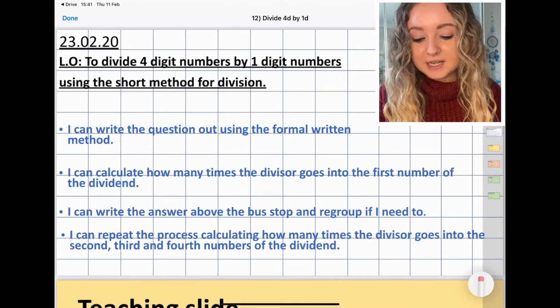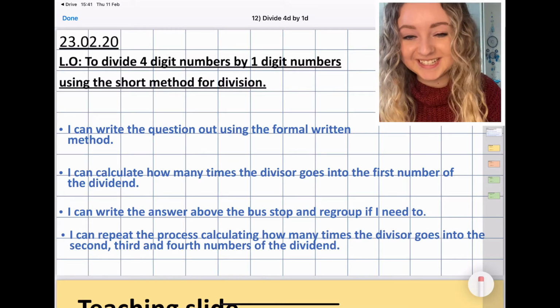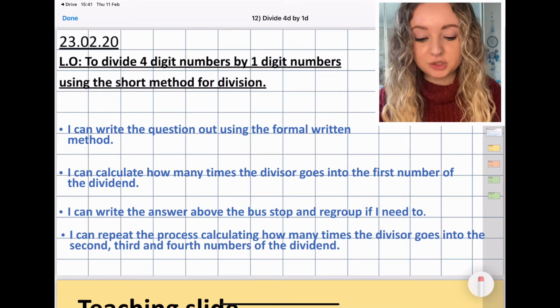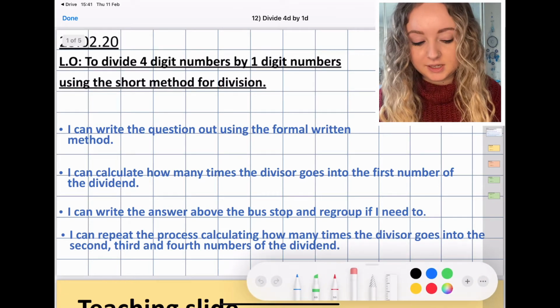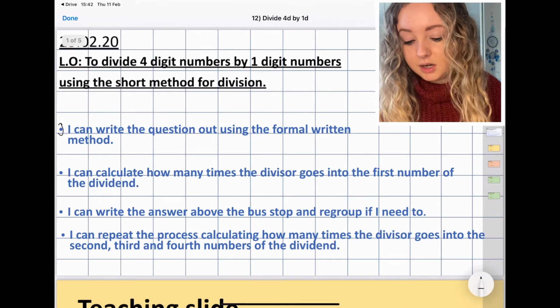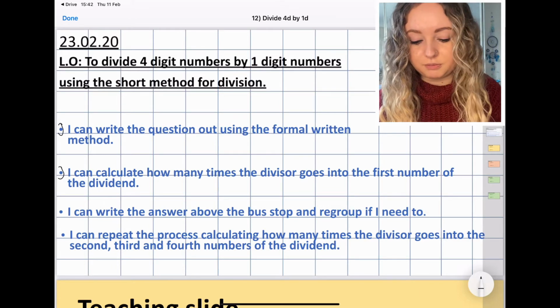Today we are moving on to look at dividing 4-digit numbers by 1-digit numbers. Our learning objective is to divide 4-digit numbers by 1-digit numbers using the short method for division. Our success criteria, as we have been doing for a little while: I can firstly write the question out using the formal written method, the bus stop.